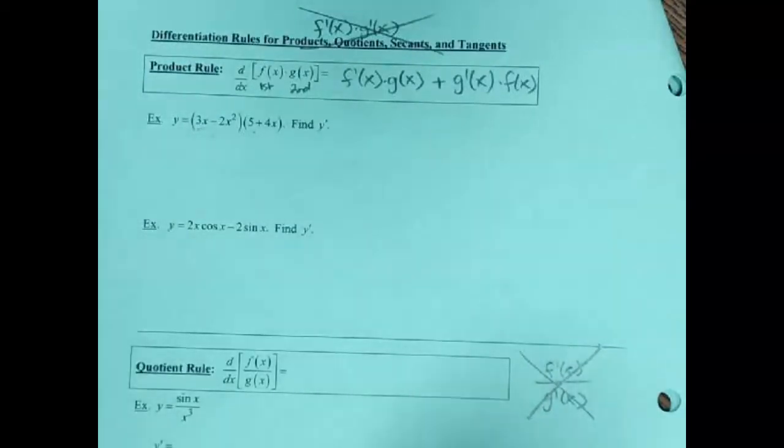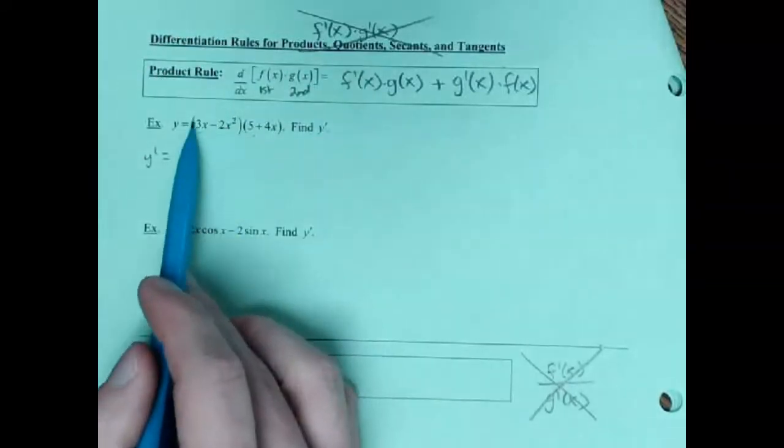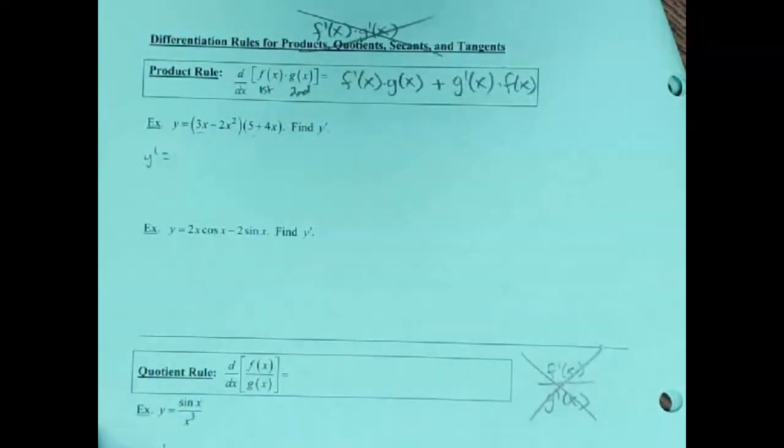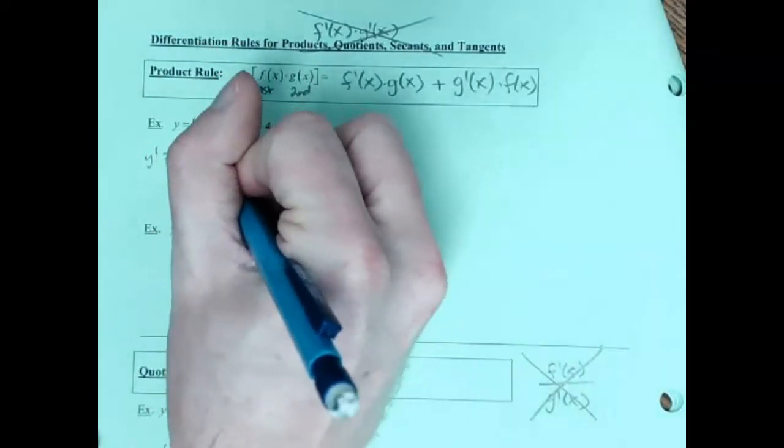Let's practice. Here we go. I've got multiplication, first chunk, second chunk, so I can use my product rule. Let us go for it. The derivative of this first would be 3 minus 4x.